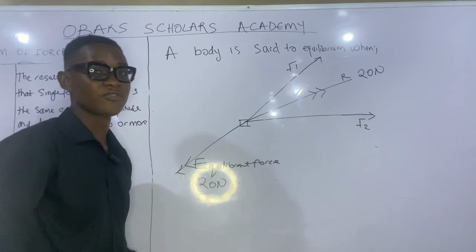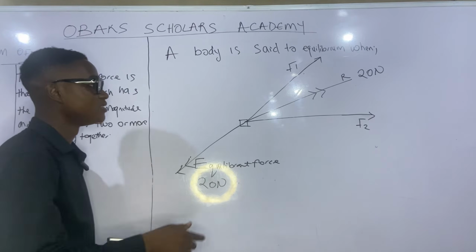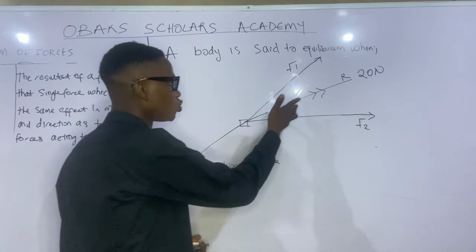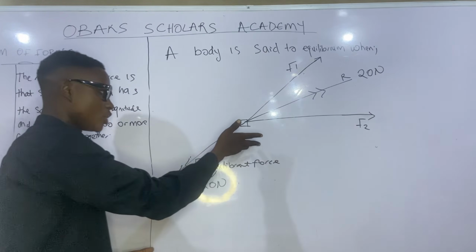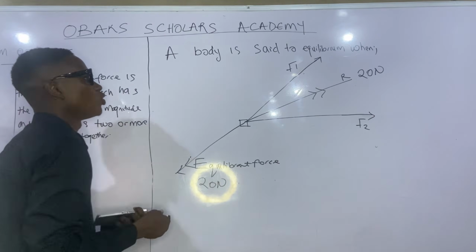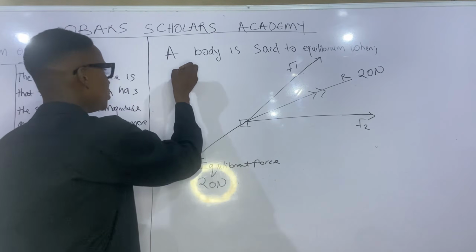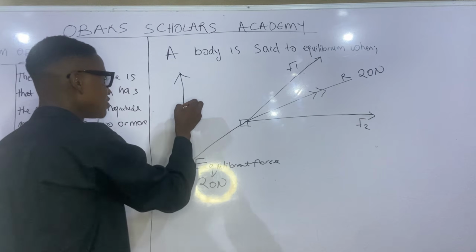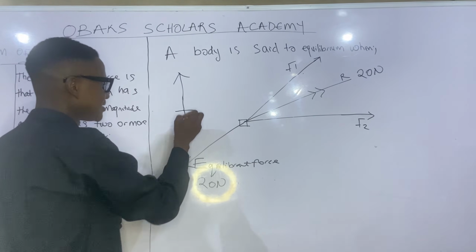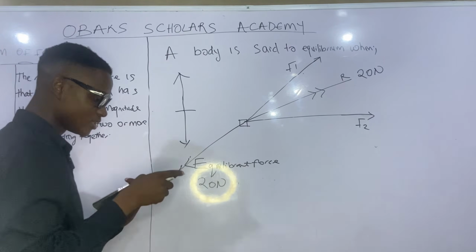The resultant force. So for example, if this resultant force is going this way, the equilibrant is going in the opposite direction. So if the resultant force is going in the northwards direction, the equilibrant will go in the southwards direction. So it is that simple.